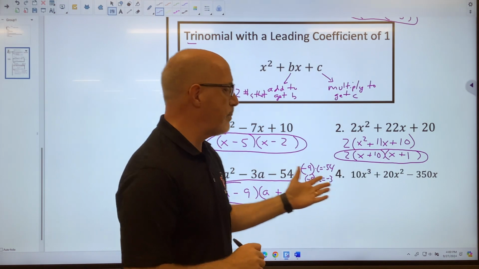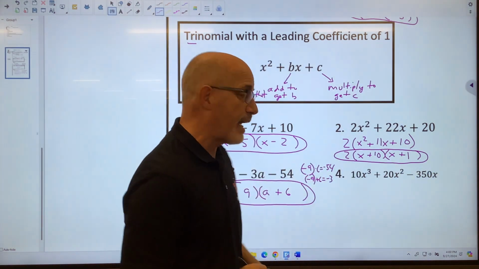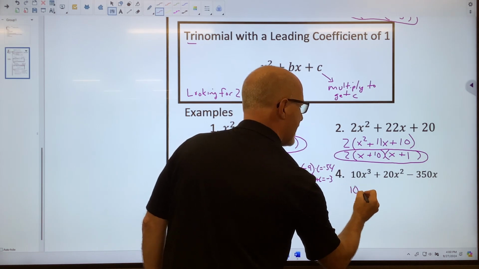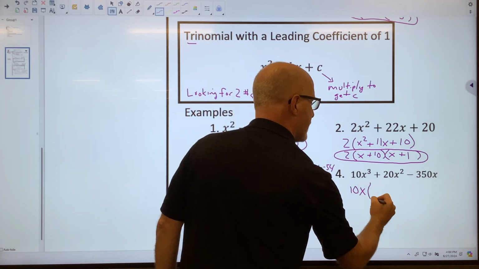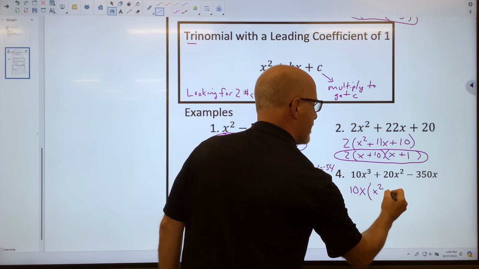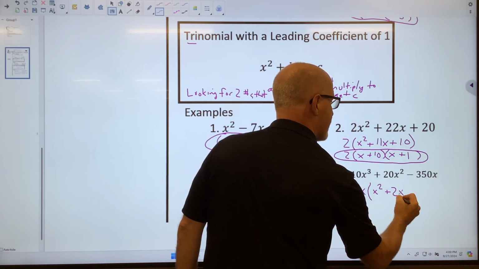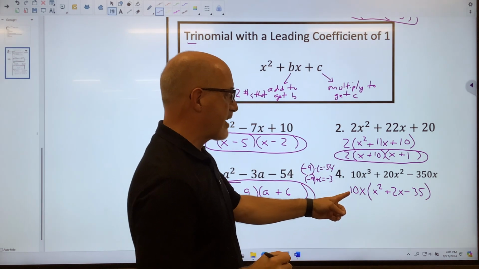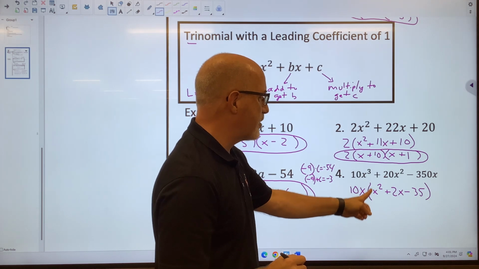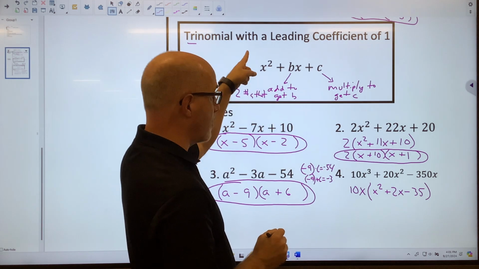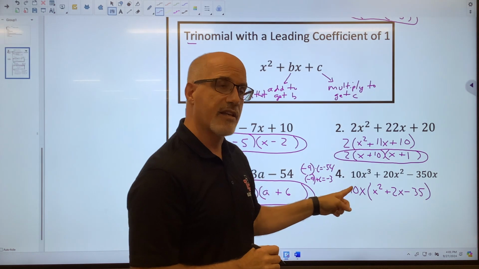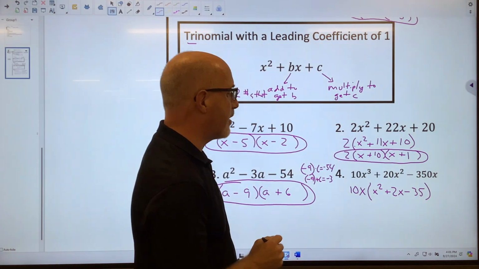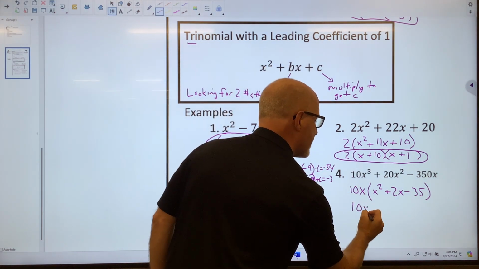All right, now looking at this one, we do have a GCF on this that includes an x. So you have a 10 in each of them, you have an x in each of them. So let's take out the 10 and the x. You're left with, when you take out the 10x, x squared plus 2x minus 35. Now, notice once I factored that out, I now have a leading coefficient of 1. So I can use this pattern when there's a 1 in front. I couldn't when there was a 10 in front. Just like on this one, when I took out the 2, it now has a 1 in front, so I can use the pattern. So I'm going to look to see what my two parentheses could be.